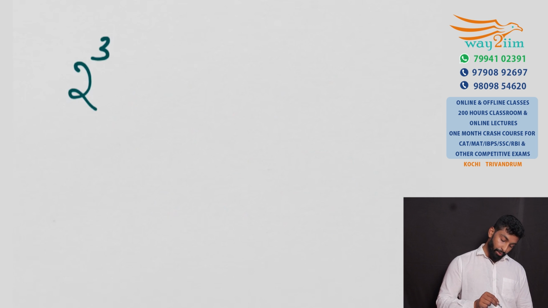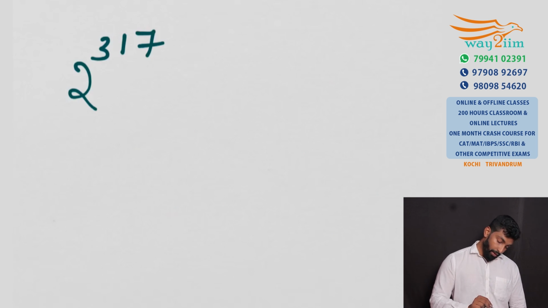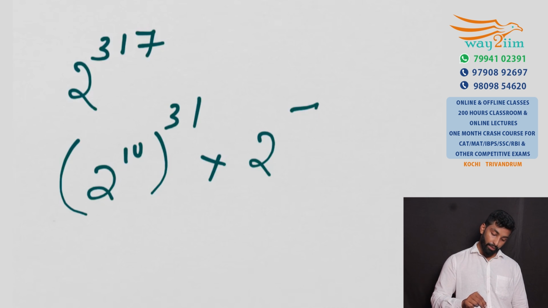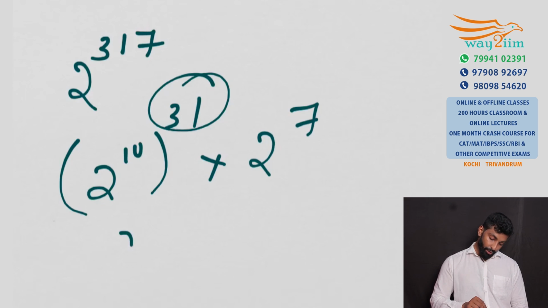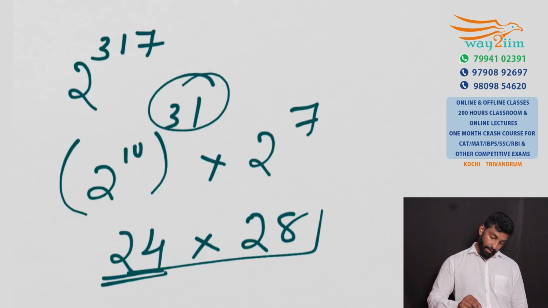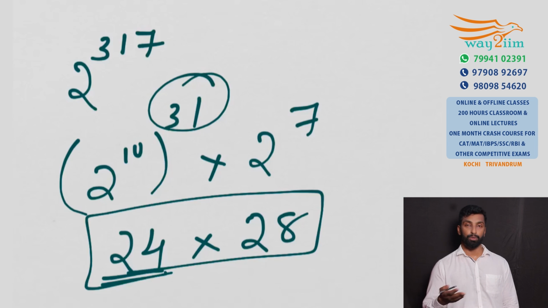Now let's look at an odd one. Let's take 2 raised to 317. So how will you write it? 2 raised to 10 raised to 31 into 2 raised to 7. So this is an odd power, so you know this will end in 24, into 2 raised to 7. You know this is 128, so you'll write 28, and this you need to do manually and check the last 2 digits.